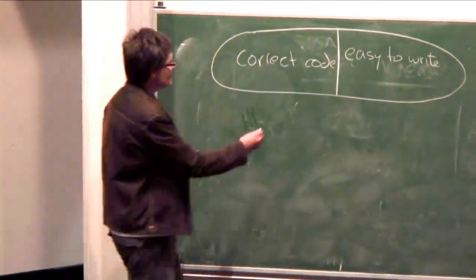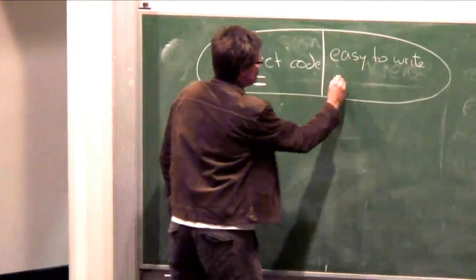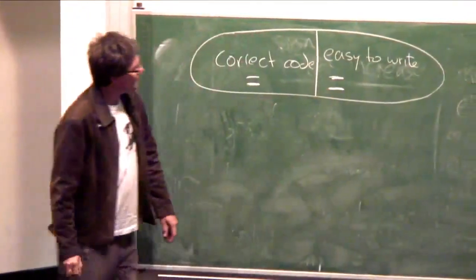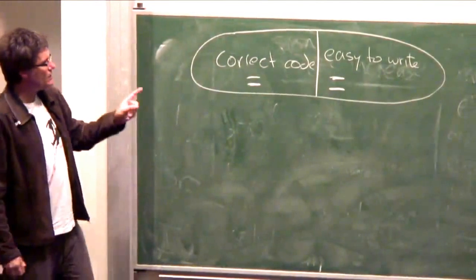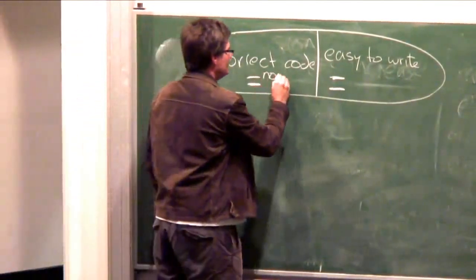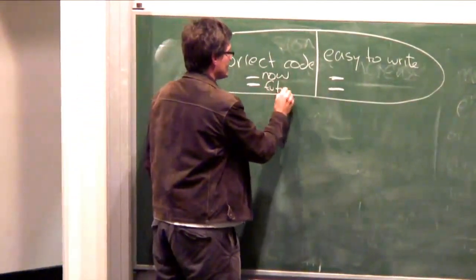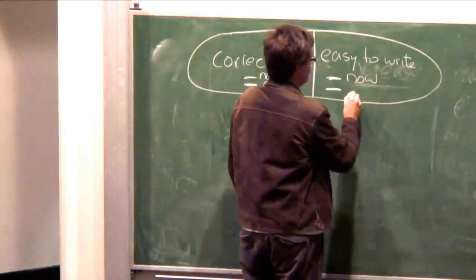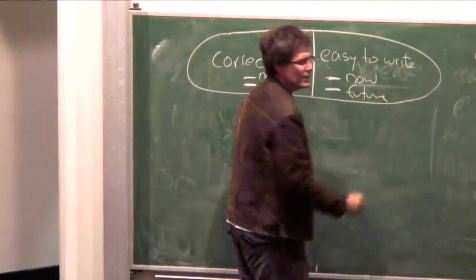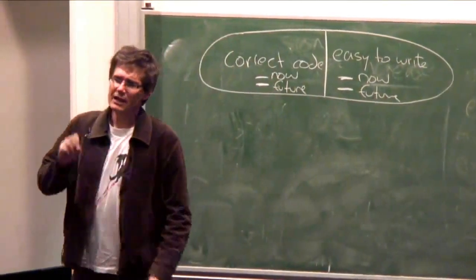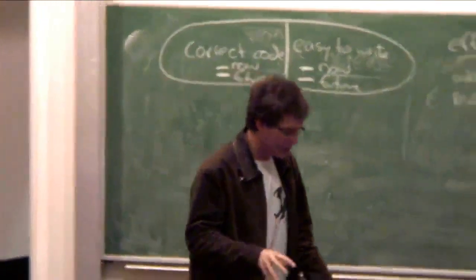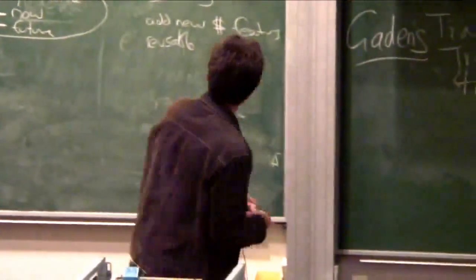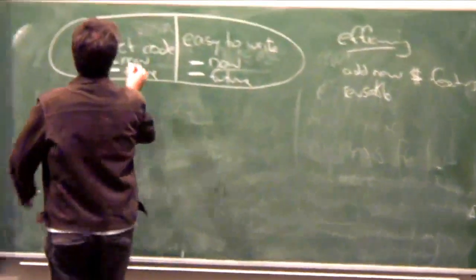But I reckon each of these has two different components. One is we want the code to be correct now. And the other one is we want the code to be correct into the future. And one is we want it to be easy to write now. And one is we want it to be easy to write into the future. That's like the other dimension. And I think classical programming, like the stuff you've learnt in first year, is all this, isn't it?